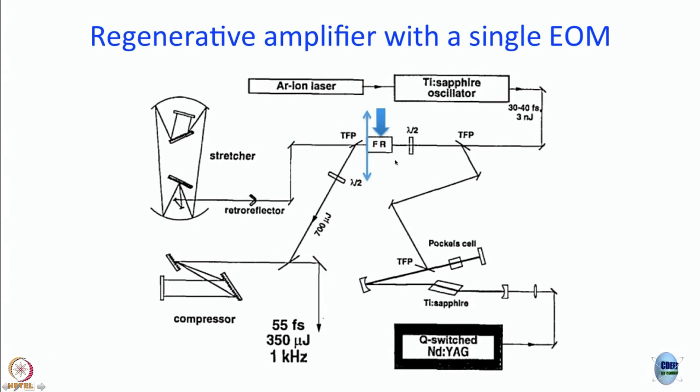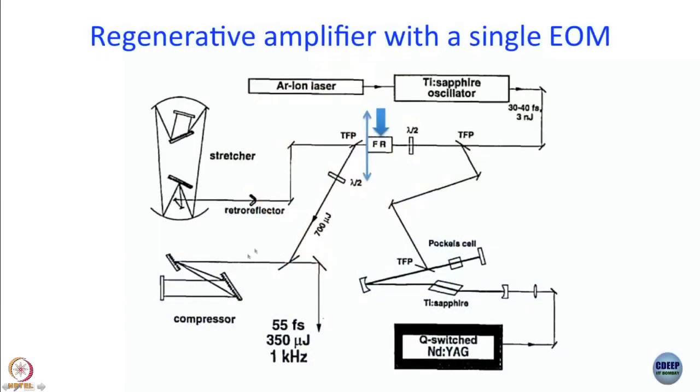So, see, the design is such that you use the same path until a point and then there is a branching. From the second thin film polarizer that is there, the light beam has a choice. It can either go straight and enter the stretcher, or it can get reflected and go into the compressor.